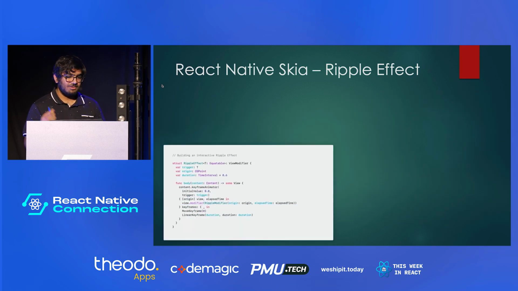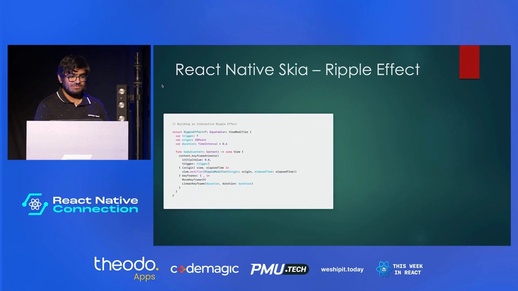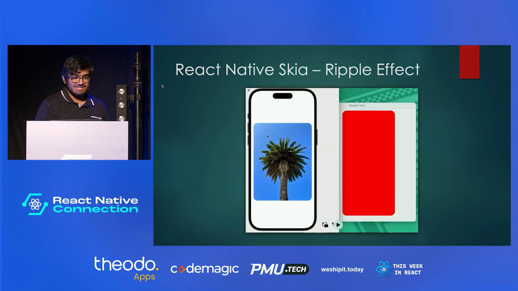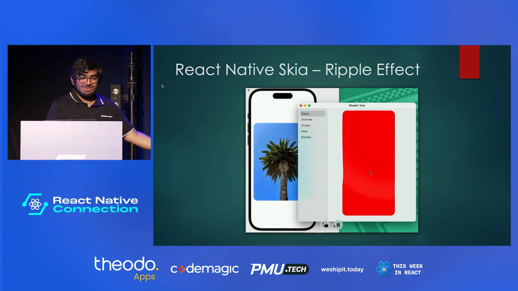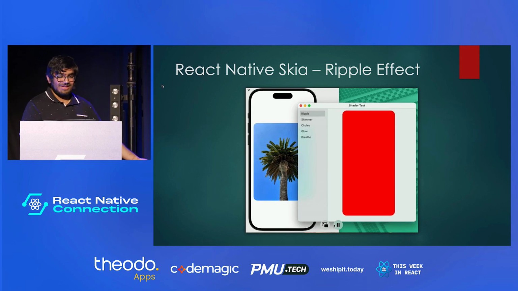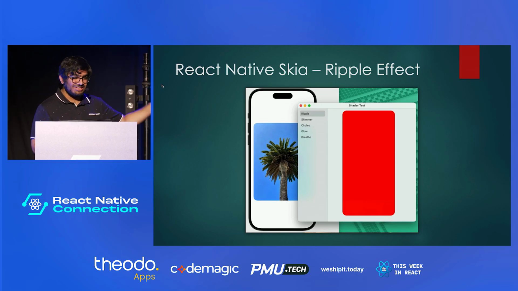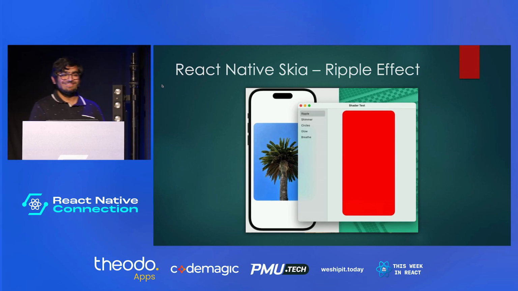Then I thought instead of making view modifiers in SwiftUI, could we use Reanimated to drive the clock and could we use Gesture Handler to figure out where you tapped? And then the answer is yes, you can. You get the same ripple effect in your React Native app. And I thought that was really cool because I was like, wow, it looks exactly the same across both. And this is when it all just kind of came together for me.